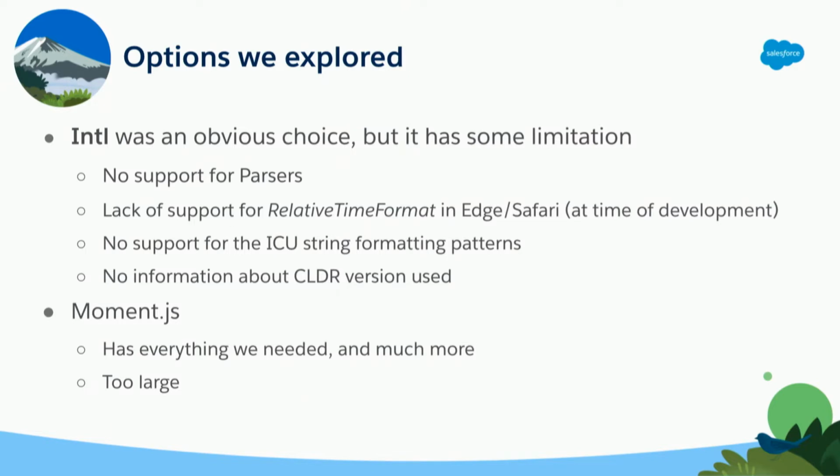You have the options object that you need to use, and it didn't expose the CLDR version that was used. In our case, for consistency's sake, we wanted to be consistent with the CLDR version that was used in the backend.